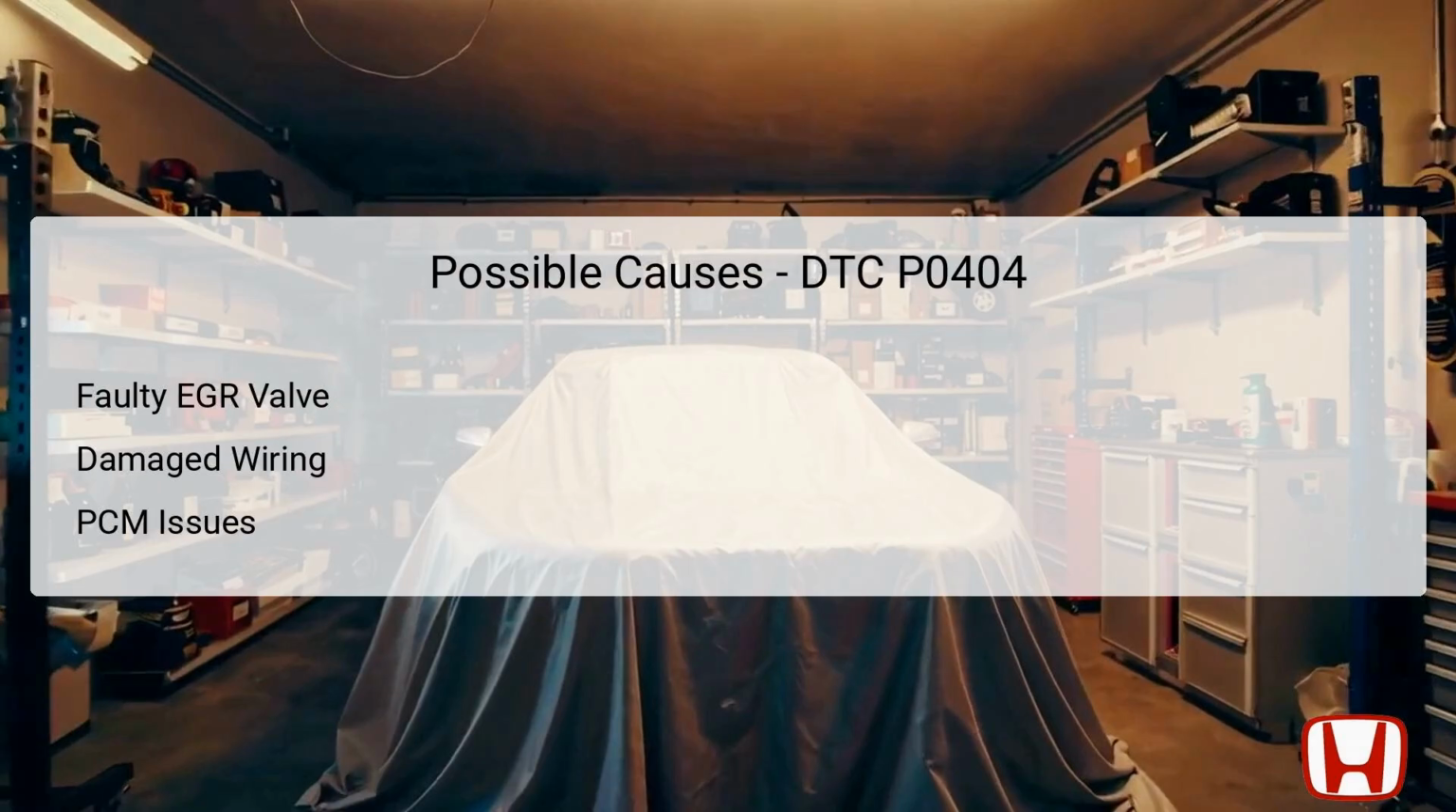Understanding the possible causes of DTC P0404 is key to effective troubleshooting. A faulty EGR valve may not open or close correctly, leading to performance issues. Damaged wiring in the circuit can create communication problems between the EGR valve and the PCM, causing discrepancies that lead to errors. Furthermore, malfunctioning components within the PCM itself may generate the P0404 code.